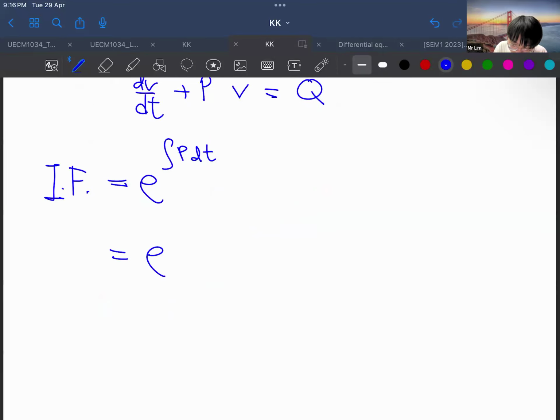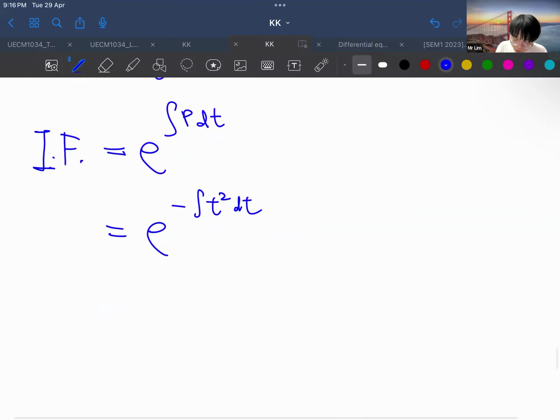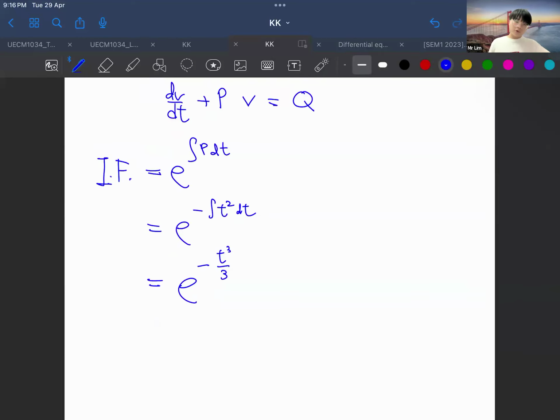So the negative is put outside. If you integrate this one, you're going to get negative 3t cubed over 3. I hope you already learned about this one. For this integration, we do not need to plus c, just this. So this is the so-called integrating factor.